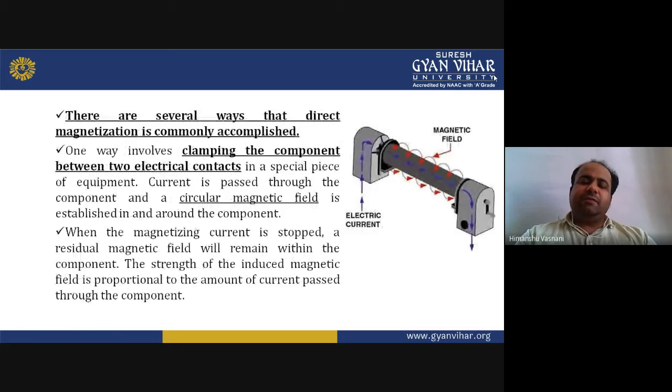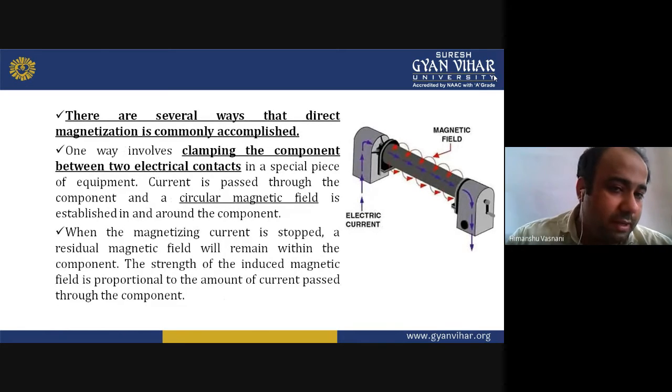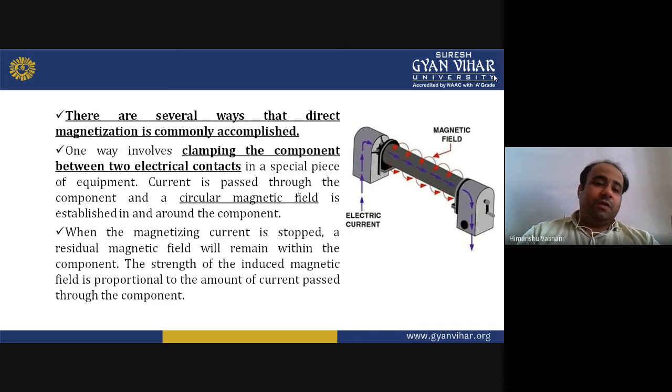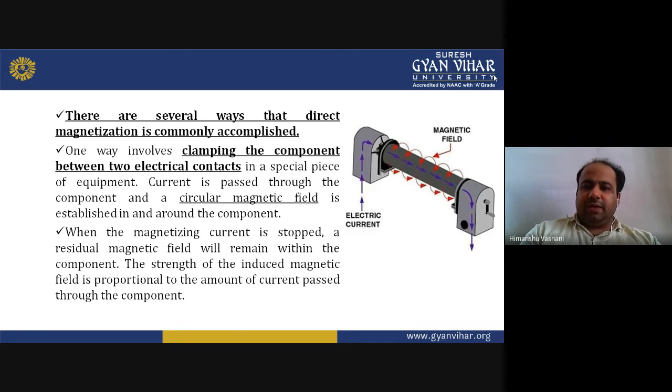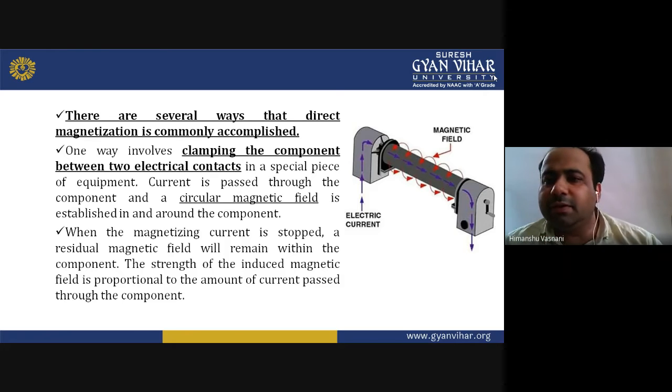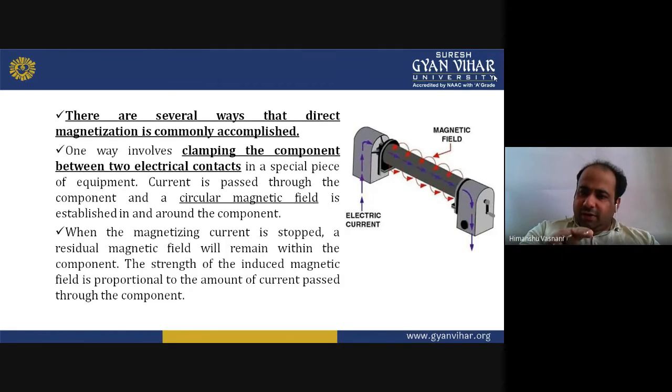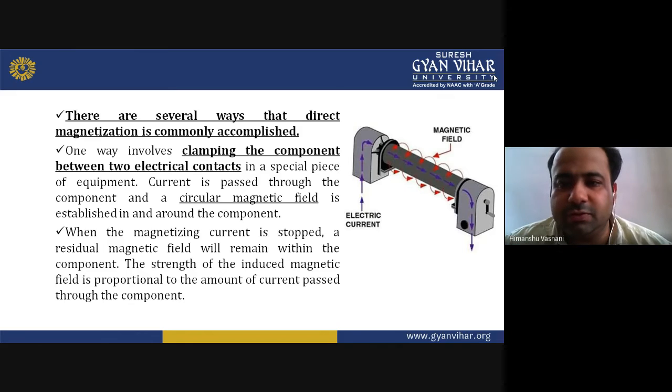Now there are several ways that direct magnetization is commonly accomplished. So now we are discussing the various ways of direct magnetization. One way involves clamping the component between two electrical contacts in a special piece of equipment. You can see in the diagram how the electric current is given and how the magnetic field is developed. The electric current flows through the workpiece longitudinally, and the circular magnetic field is created, shown with the red arrows.